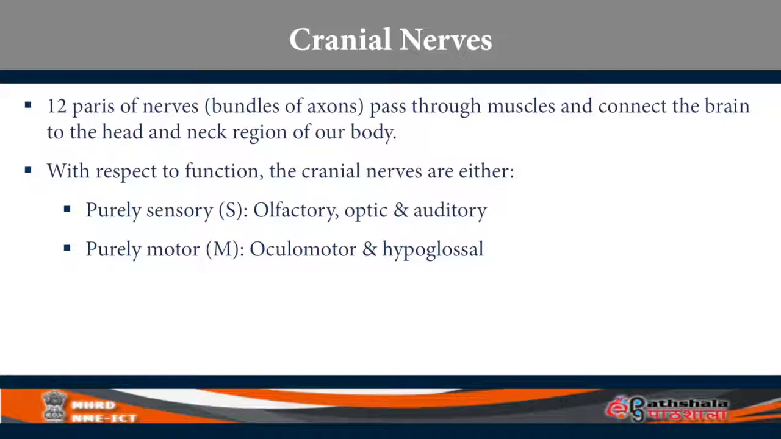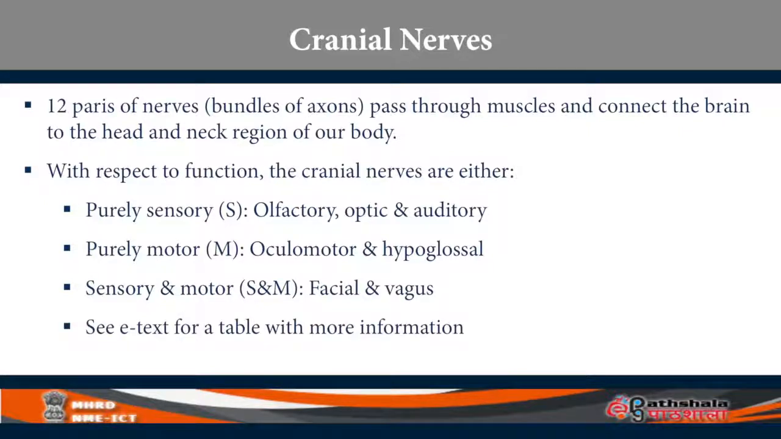The third type of cranial nerves have mixed function. That means they are both sensory as well as motor. Example is facial. The facial nerve which comes to your face area, jaw, it takes sensory information. At the same time, it also brings commands to move the jaw up and down. Similarly, vagus. Vagus comes all the way from brain to the vocal cords. So it can carry information from the vocal cords. It can also tell the vocal cords to move. So it is sensory and motor. In the e-text, all the 12 cranial nerves are listed. Their functions are indicated. Consult that table in the e-text.